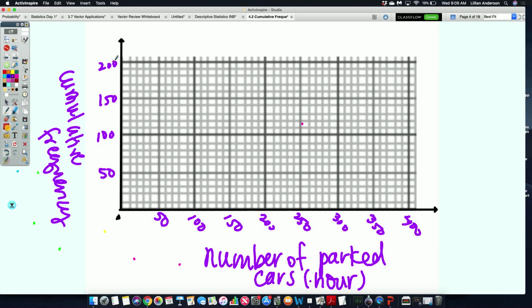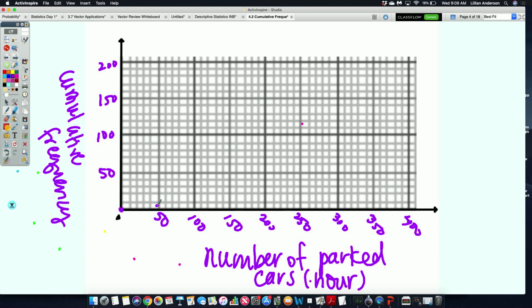Now it's time to plot my points. I'm at 0, 0 to start my cumulative frequency curve. The next point is 49.5 and 6. 49.5 is right before 50, just barely right before 50, and 6 is going to be halfway up into that box.